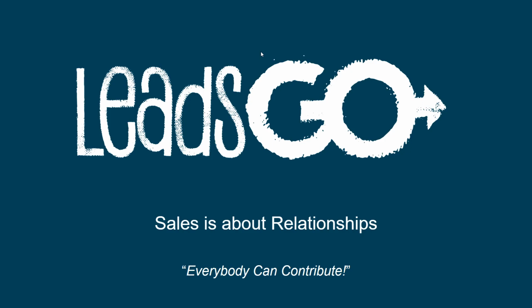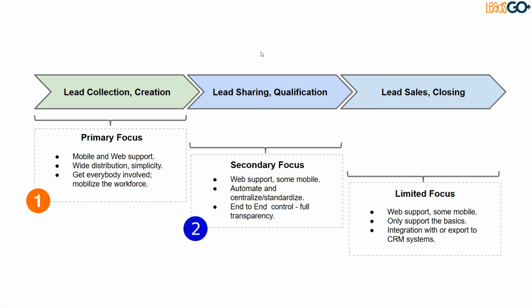If you look at the scope of the solution and what LeadsGO is focusing on, an overall sales process is about lead collection and creation, and then you move on to lead sharing and qualification, and then finally you start the sales process and create the sales, either with a win or a loss, and then you close the lead. So the primary focus of LeadsGO is lead collection and creation, and we have mobile and web support for that. It's made simplistic in order for everybody to be able to use it intuitively, get everybody involved and mobilize the workforce.